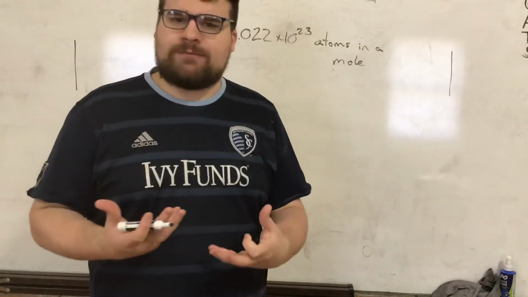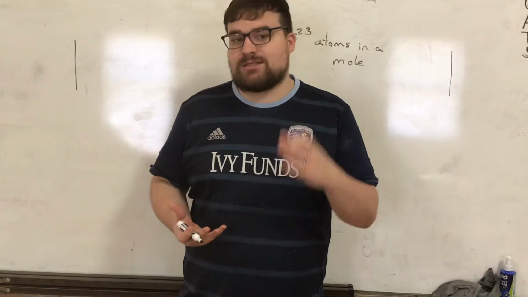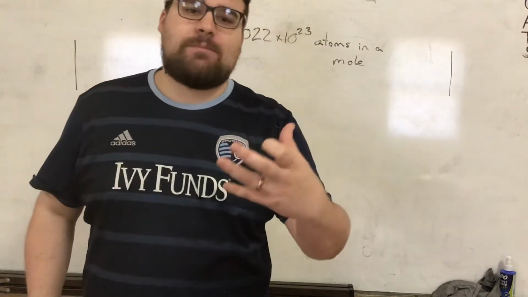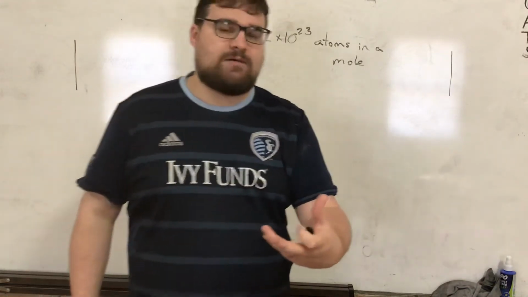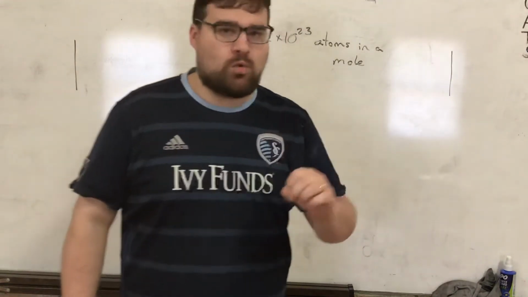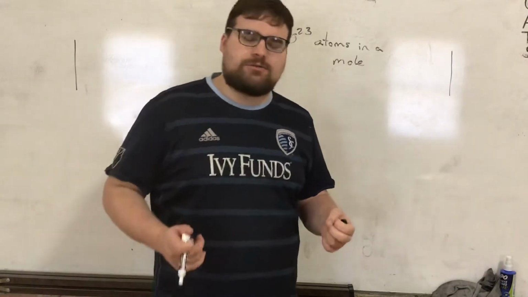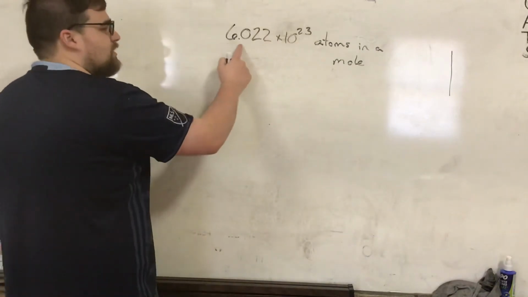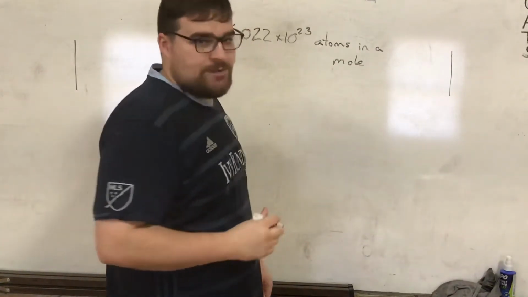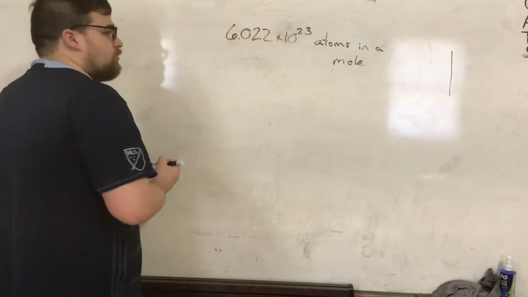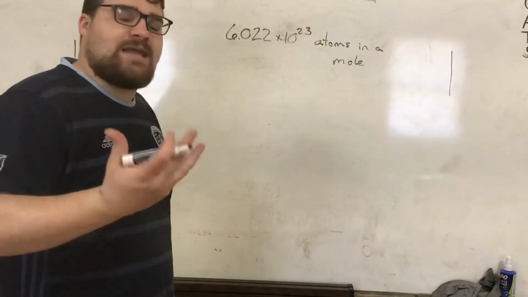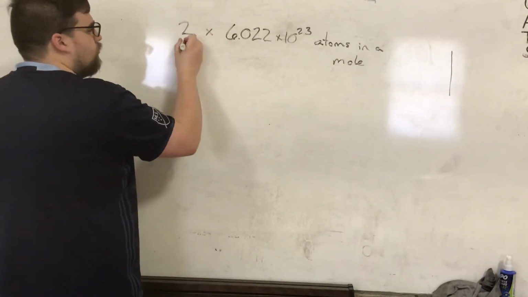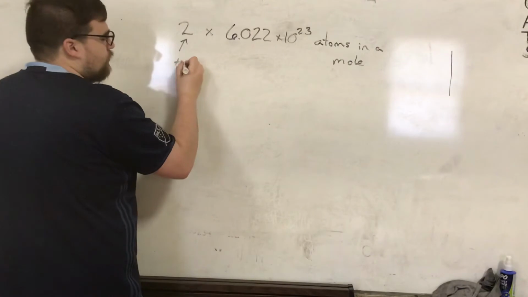However, this is a little different. This problem doesn't tell us how many atoms we have or molecules we have. It tells us how many moles we have. So you got to think about it a little differently. It's kind of the opposite thing. So here's what we want to think. If there's 6.022 times 10 to the 23rd atoms in a mole, and we have 2 moles, then all we have to do is multiply this number by 2, since we have 2 moles.